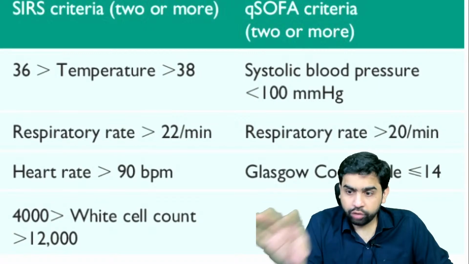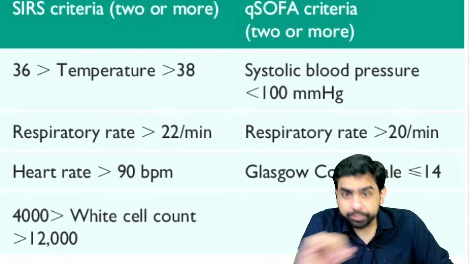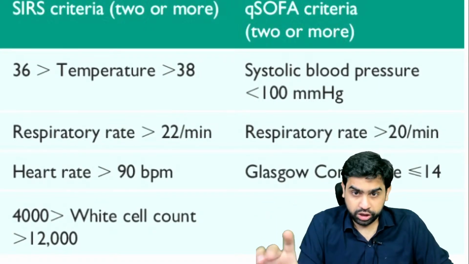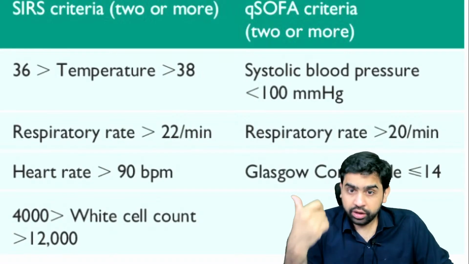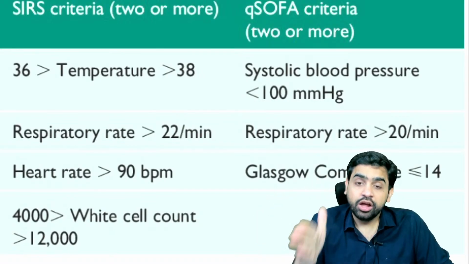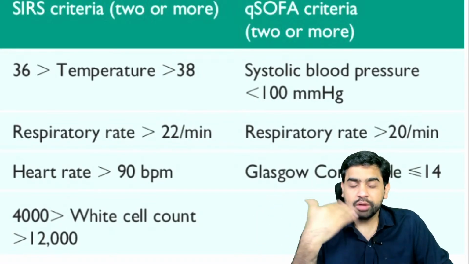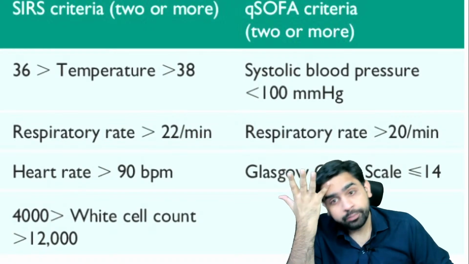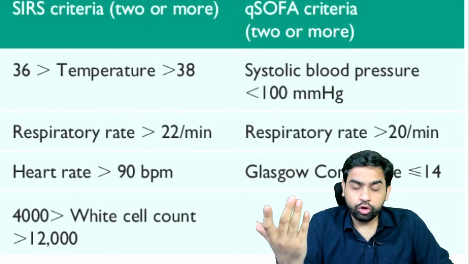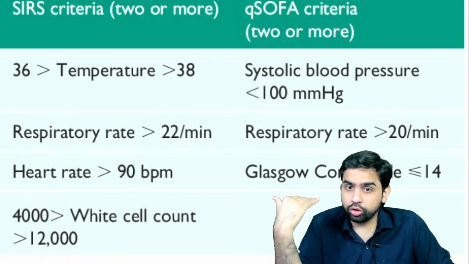If there is a patient with an SIRS, it doesn't mean that the patient has sepsis. SIRS can happen after trauma, after a very major surgery. So that is systemic inflammatory response syndrome. It basically says that there is an inflammatory response going on in the body. It can be because of the trauma, it can be because of the surgery, whatever.